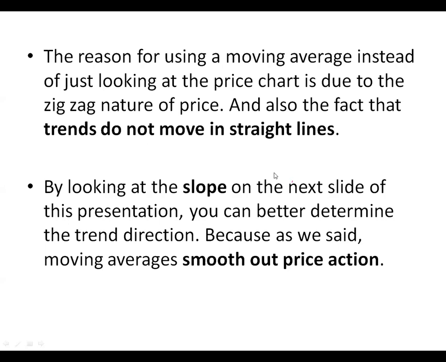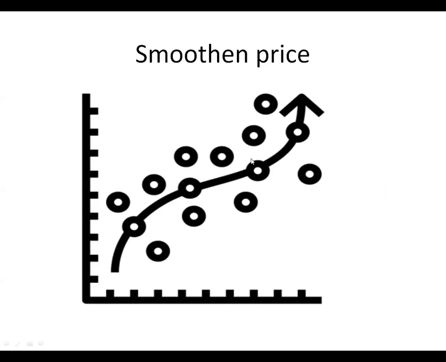Now, by looking at the slope on the next slide of this presentation, you can better determine the direction of the trend because, as we said, moving averages smooth out price action. So let's look at that slide. Look at this. You can see a black line. The small circles you are seeing are candles, and the line you are seeing there is the average price movement.